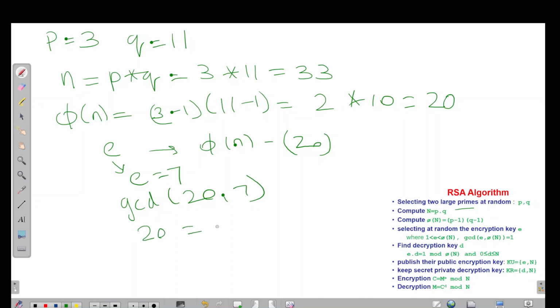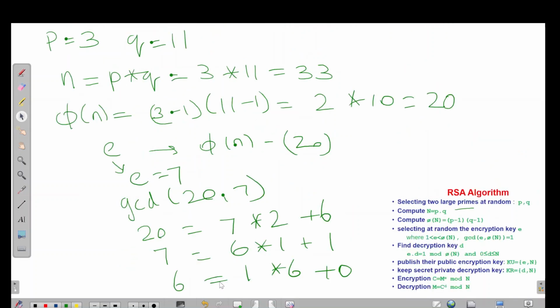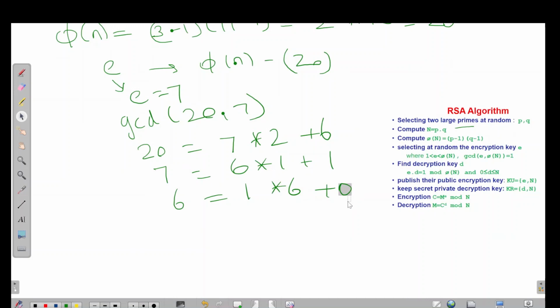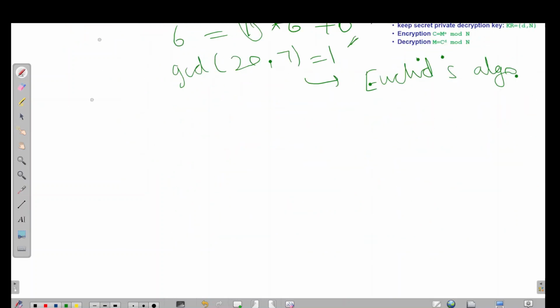I can write 20 as 7 into 2 plus 6. Then 7 can be written as 6 into 1 plus 1. Then again 6 can be written as 1 into 6 plus 0. When I have the remainder equal to 0, then the last divisor will become the GCD. So I am getting GCD of 20 and 7 equal to 1. So we use Euclid's algorithm and check that GCD is equal to 1. That means both 7 and 20 are co-prime, so I choose E equal to 7.